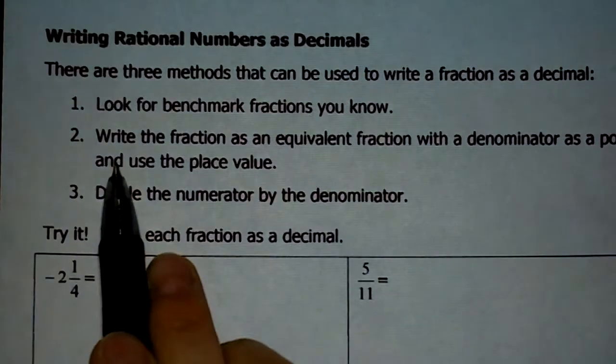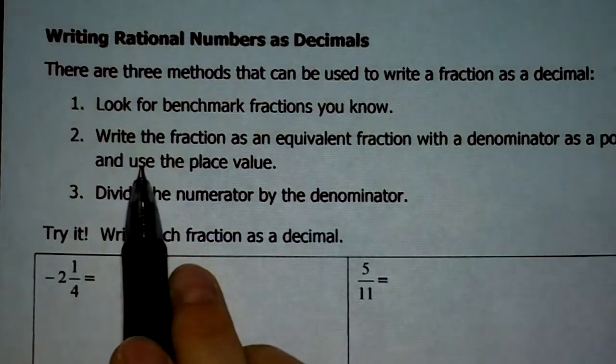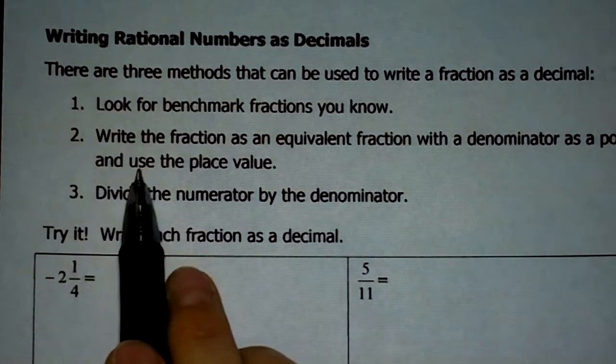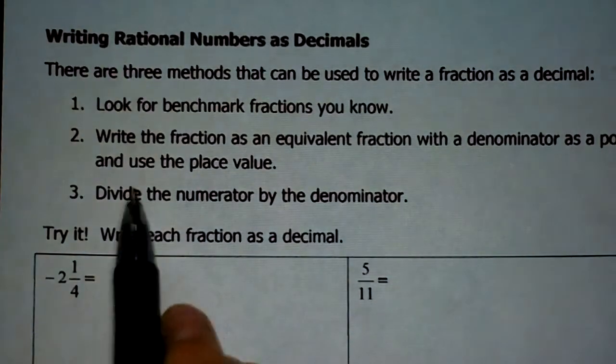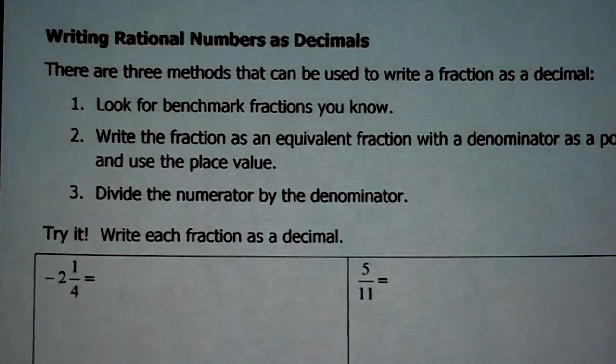Another way to do this is you can write the fraction as an equivalent fraction with the denominator as a power of 10 and use place value. For example, if I know that a number is out of 10, like 7 over 10, then I know that's 7/10, which is 0.7. If it's 7 over 100, I know that would be 7/100, so 0.07. So if your denominator is 10 or 100 or 1,000, you can just use that and the place value to go ahead and write it out.